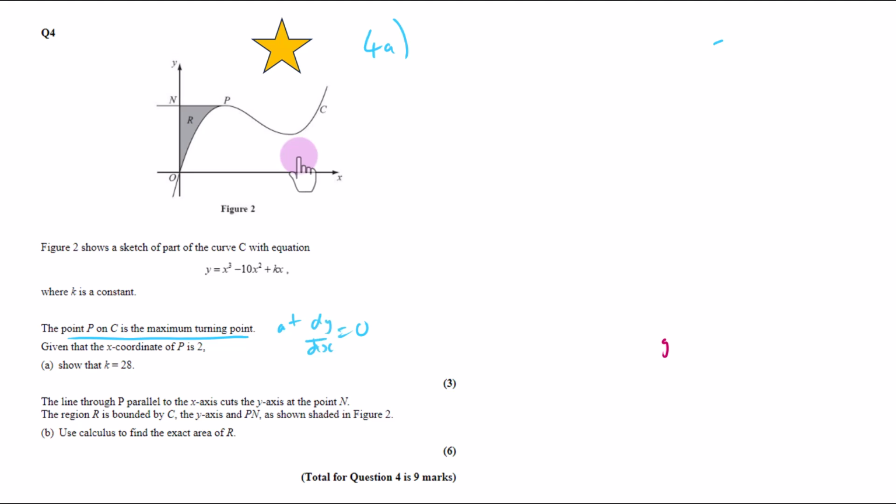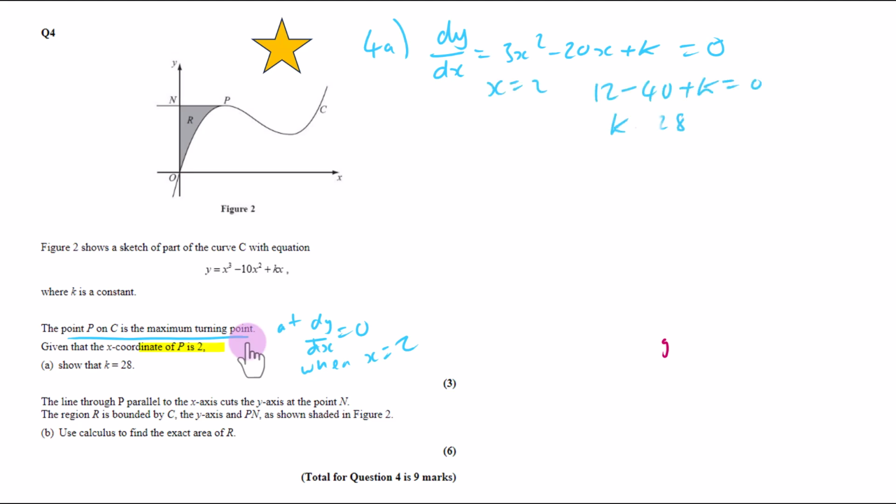So you've got a turning point. The turning point is going to be at dy dx equals 0 when x equals 2. So that's here. So we set dy dx to 0, let x equals 2, and we solve for k equals 28. Part B, use calculus to find the exact area of R.